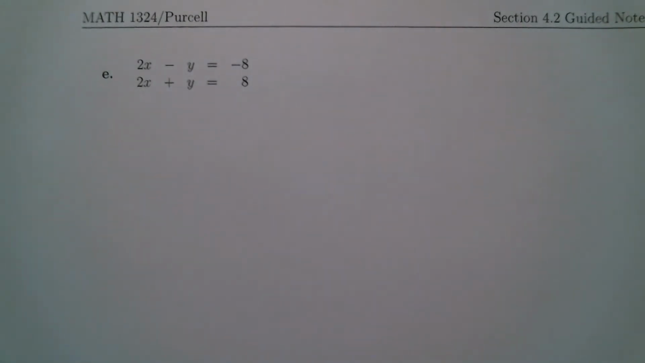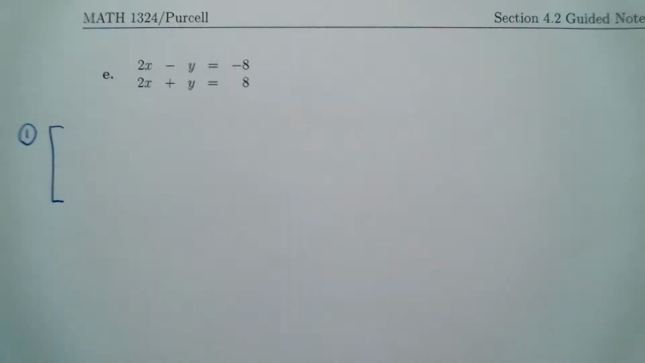Example 5e, the system of equations is 2x minus y is equal to negative 8, and the second equation is 2x plus y is equal to 8. Again, we're going to solve this using Gauss-Jordan elimination. So the first thing I'm going to do is write down my initial augmented matrix.